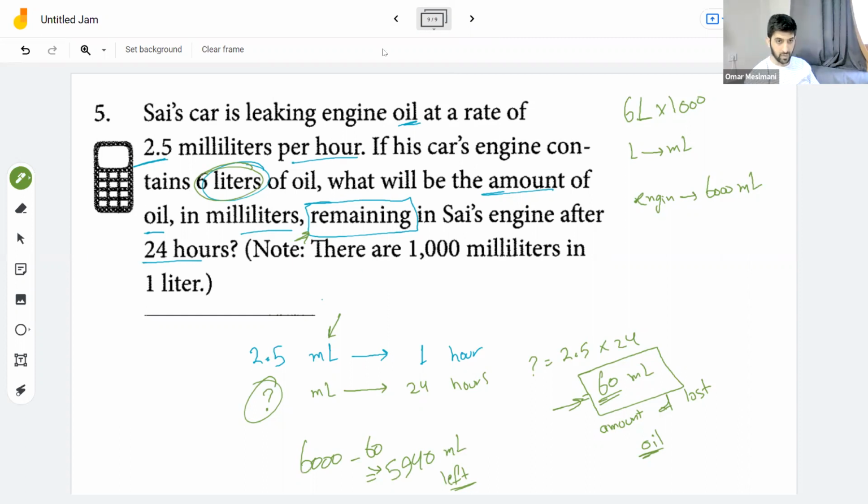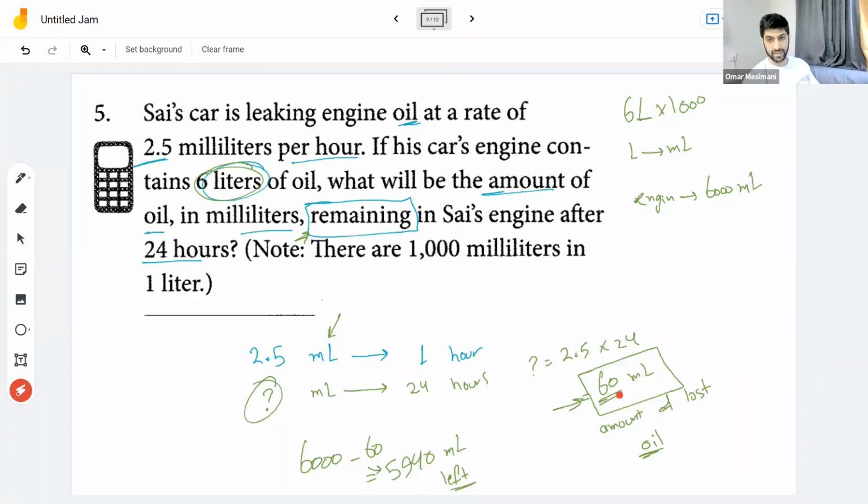Easy. What is 64? Like 64, Jana, he said to you that 2.5 milliliters per hour. He told you that after 24 hours, okay? First of all, you have to find how many milliliters of oil the engine lost. So what I'm doing, I'm saying 2.5 milliliters in an hour, so how many milliliters in 24 hours? That's what I did. So I got this 60. What is this 60? It's the amount of lost oil. So it's 60 milliliters that they lost.